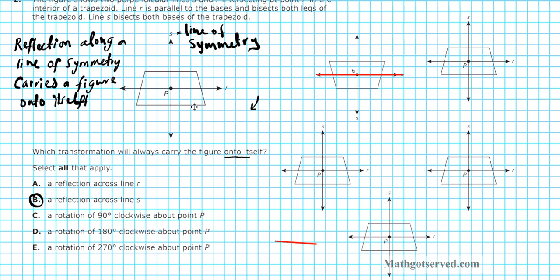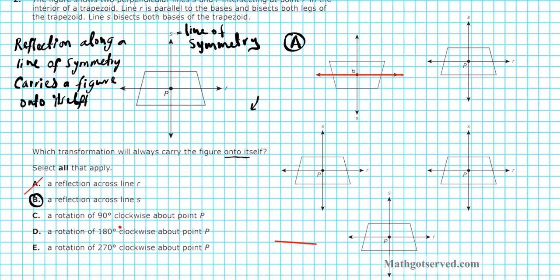The answer is no. So we can clearly see that reflection along the line R does not carry the figure onto itself, because you end up with something different. Now, so this is option A. We see that option A is not an answer.